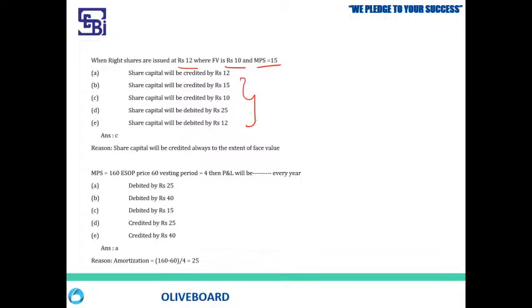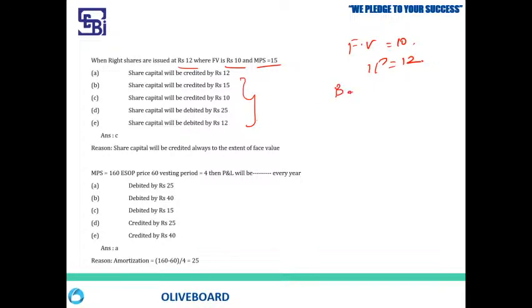Now the only thing I have to fix is: what is the face value? 10. What is the issue price? 12. Is it issued at a premium, at par, or what? It is issued at a premium. So whenever shares are issued at a premium, what should be your entry? I know the issue of share capital, issue of shares. What would be the entry?